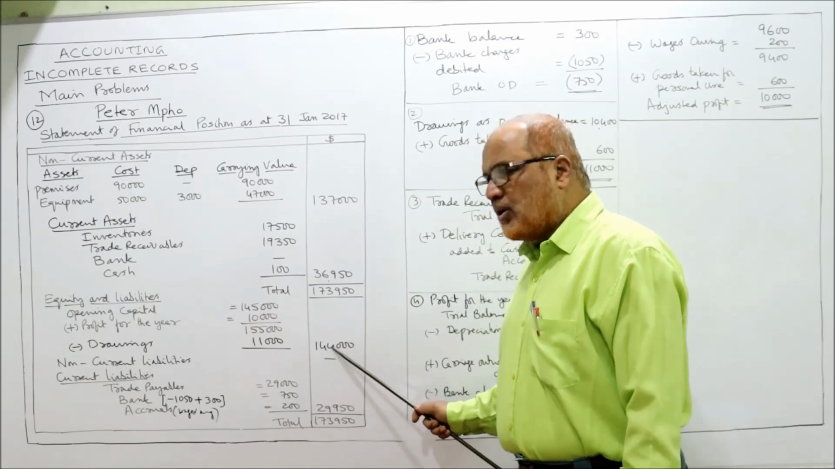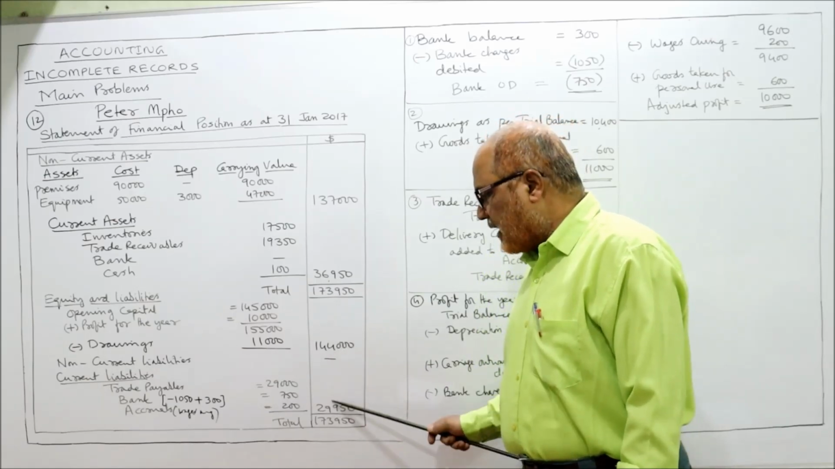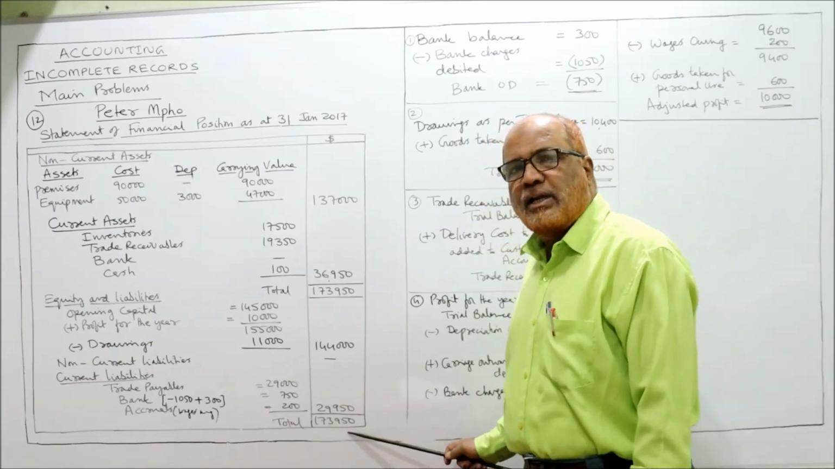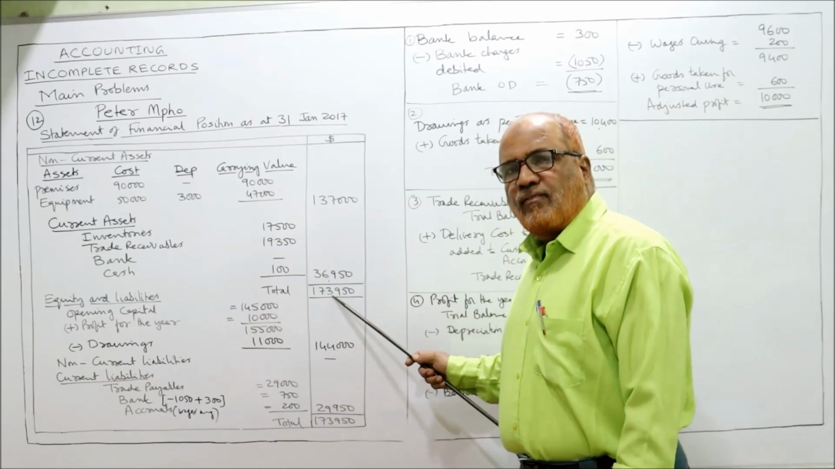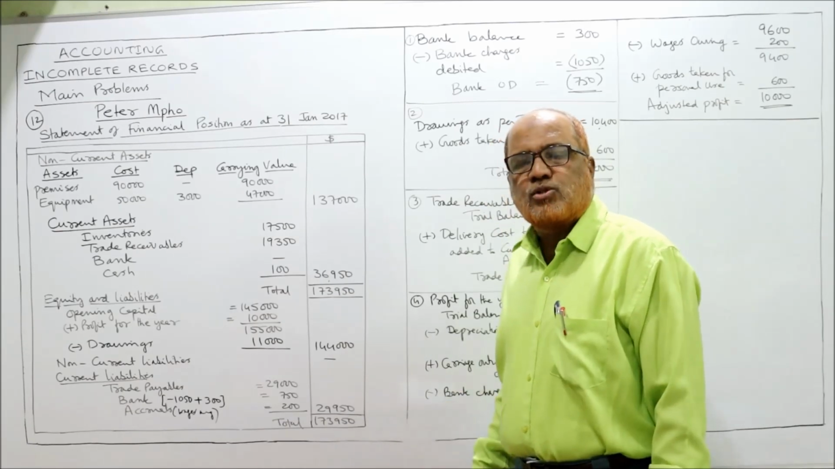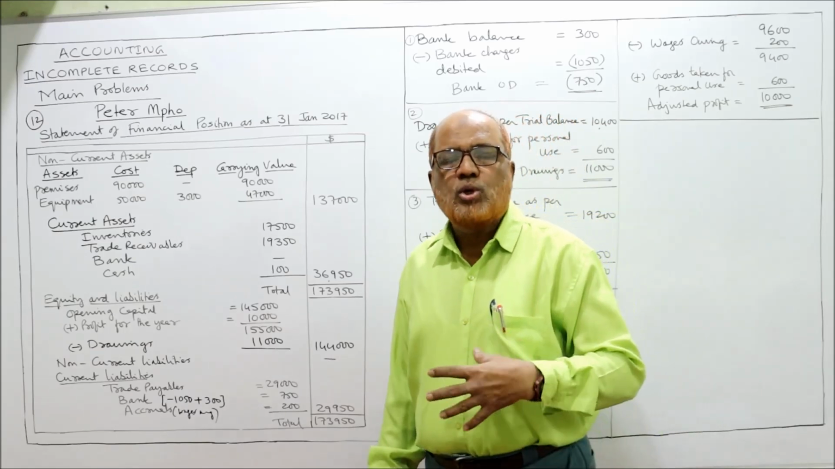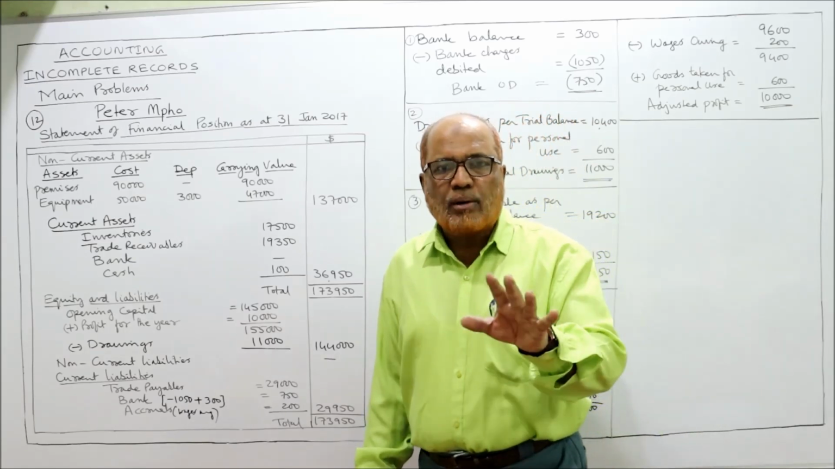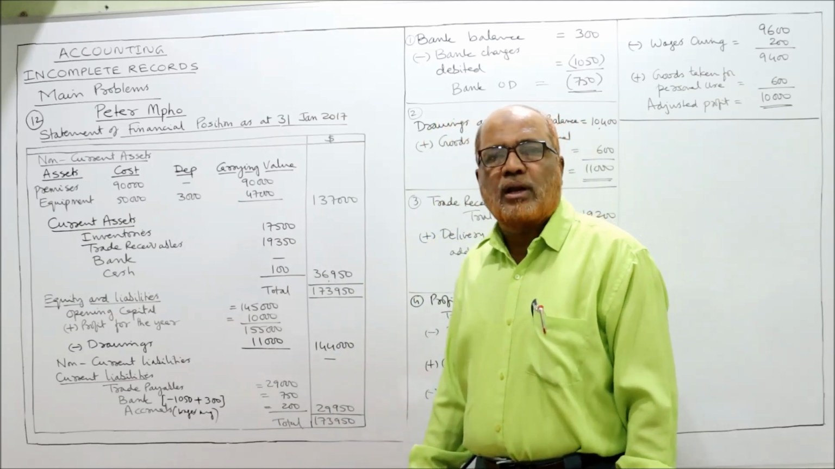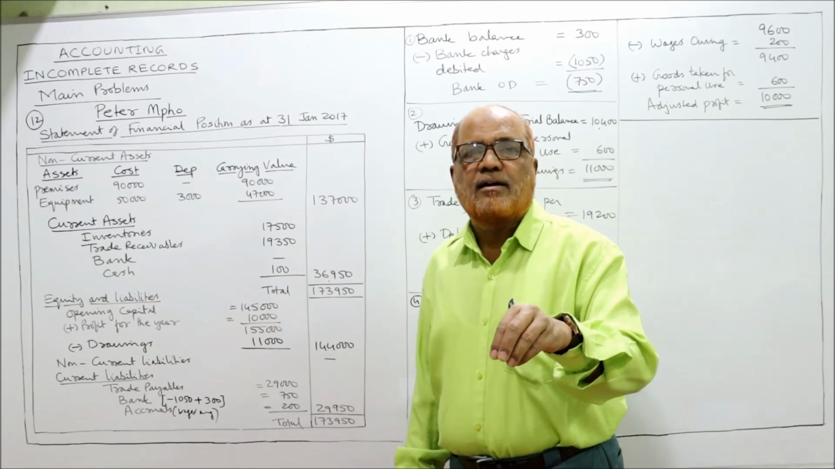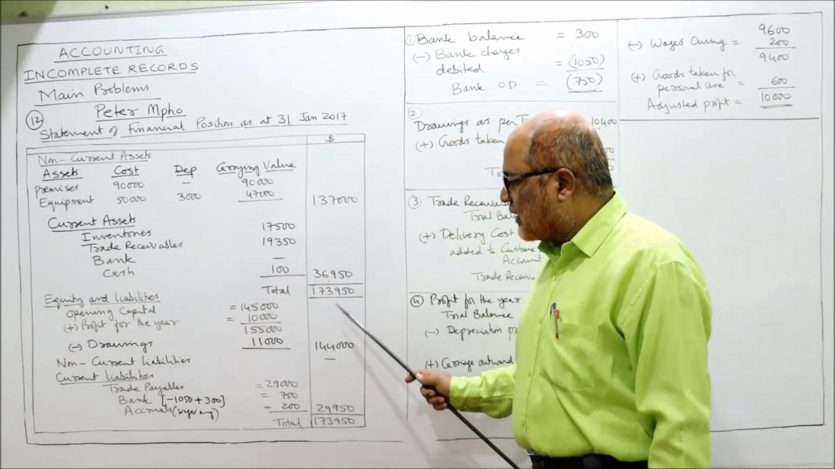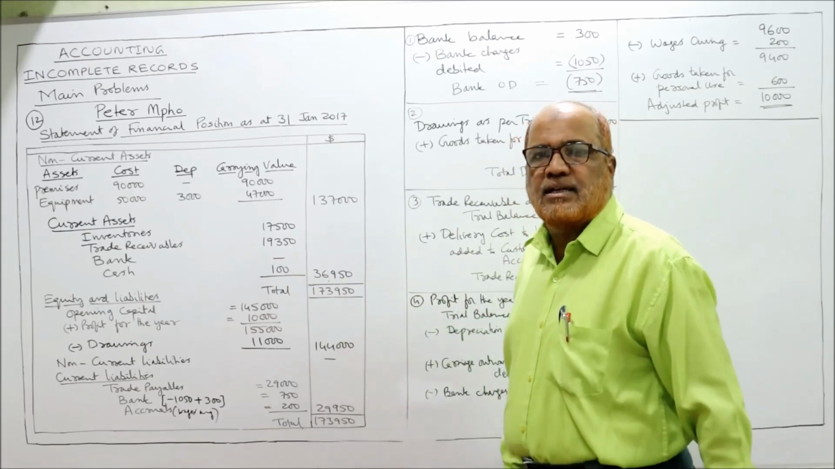So we have equity and current liabilities. Add up both, we got 1,73,950. This is the total of equity and liabilities, and this is the total of assets. So when the total of assets and the total of liabilities are both equal, that means our solution is correct. We have not committed any mistake. That's why the total of assets and total of liabilities will be equal. If we commit any mistake, then the totals will not be the same. Right now the total is the same. That means we have done it correctly.